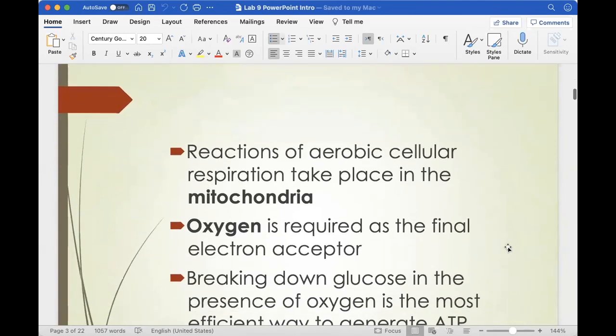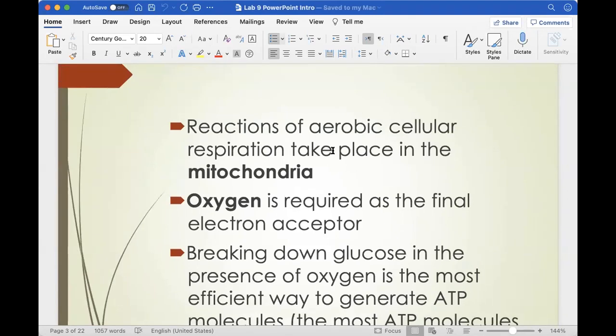The reactions of aerobic cellular respiration, and the word aerobic just means that it takes place in the presence of oxygen. The reactions of aerobic cellular respiration always take place in the mitochondria. So that's the organelle in the eukaryotic cell where aerobic cellular respiration takes place.